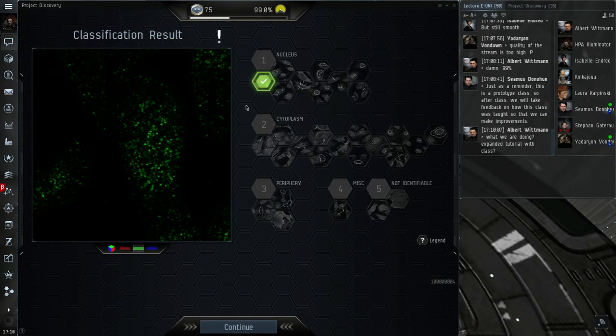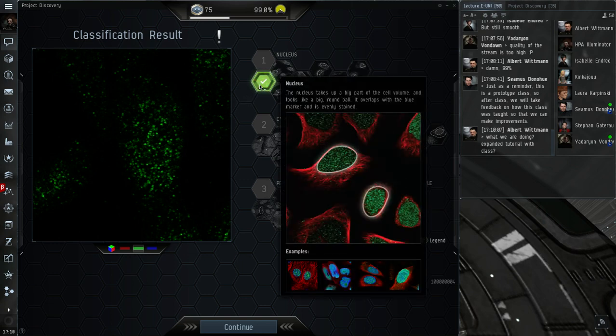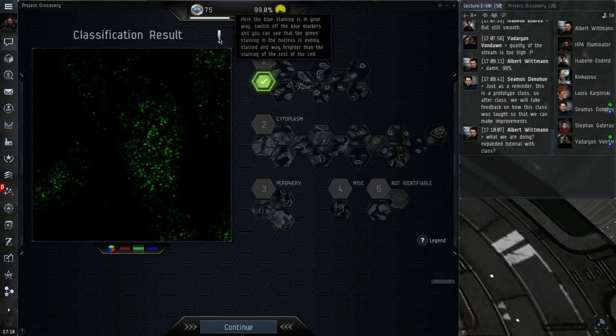And if you're correct, it will be labeled with green. And you can also look at this question mark to see a short explanation of why it's correct or why it's not correct.